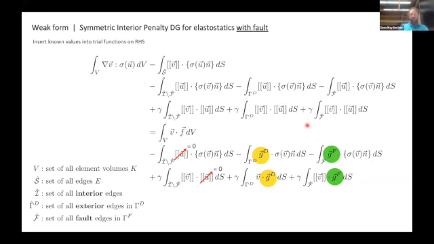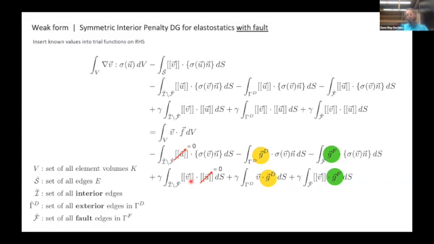Now the penalty terms here, they're used to enforce the boundary data, so associated with this constraint and this constraint, which is 0.